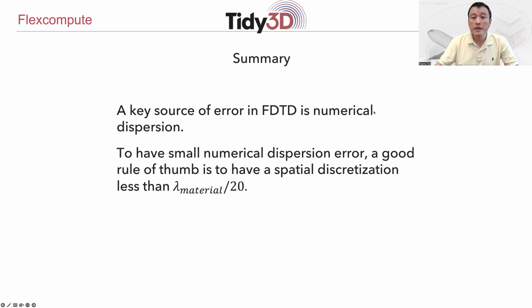So with that, let me briefly summarize. A key source of error in finite difference time domain simulation is the issue of numerical dispersion. This comes about because the dispersion relation, or the velocity of the wave in the discretized lattice, is not identical to that of a physical system. As a general rule of thumb, to suppress numerical dispersion, you will need a finer grid. And from experience, typically to have acceptable or relatively small numerical dispersion error, a spatial discretization less than the wavelength in the material divided by 20 is usually sufficient for many of the simulations.